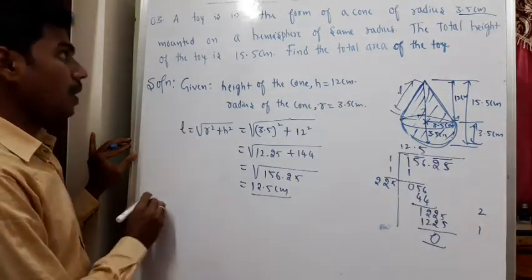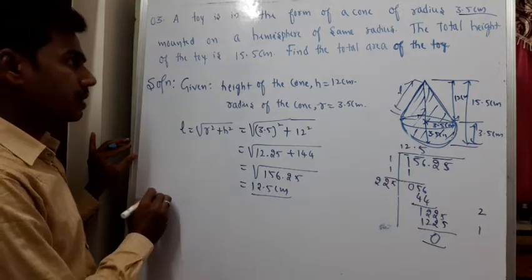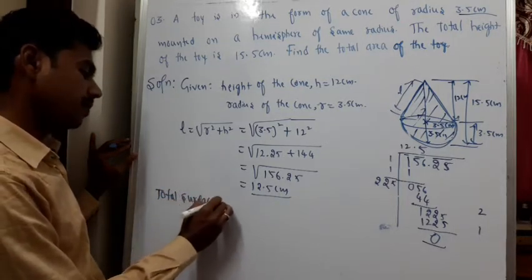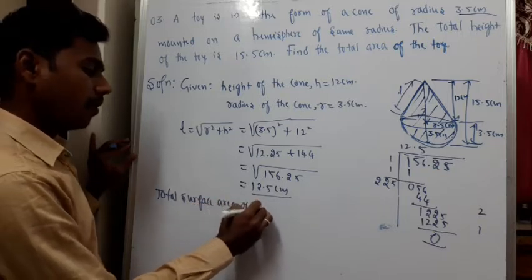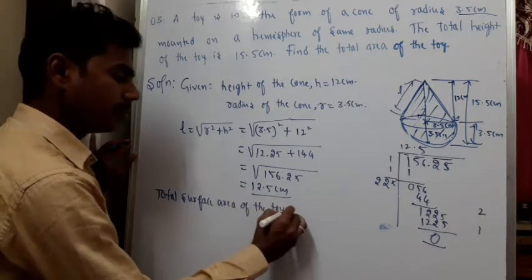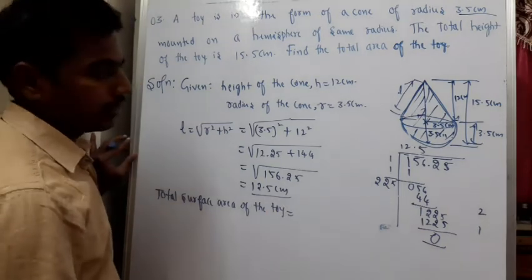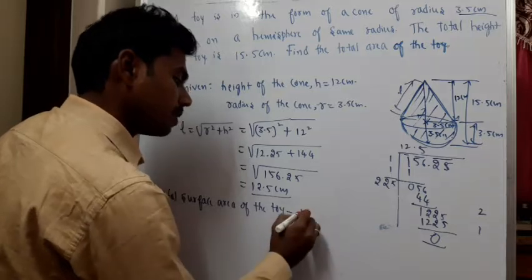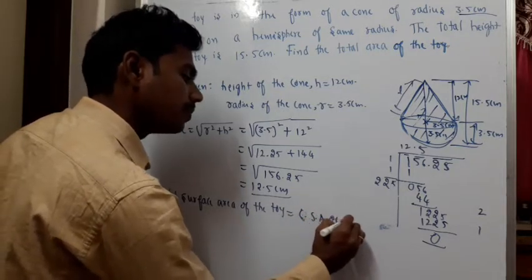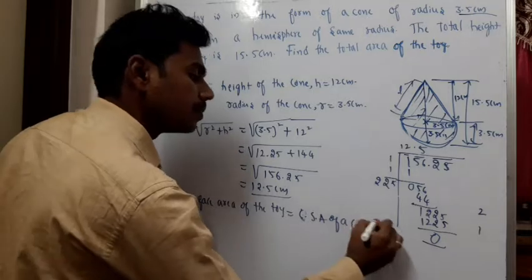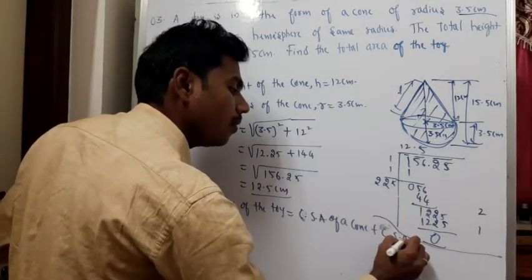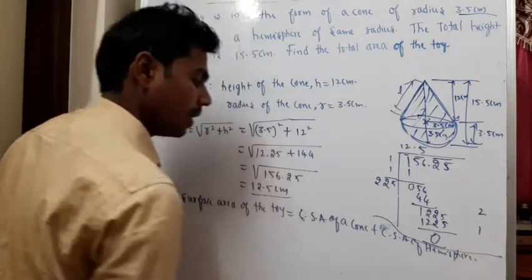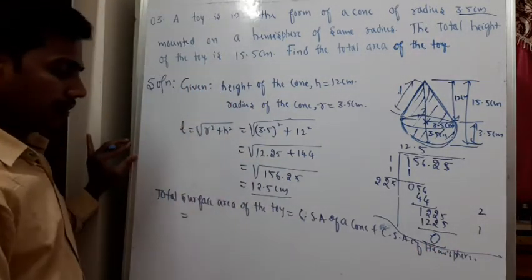So the total surface area of the toy is equal to CSA of a cone plus CSA of hemisphere. Fine. I am going to continue here.